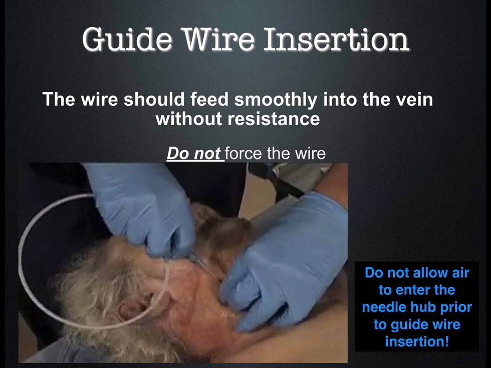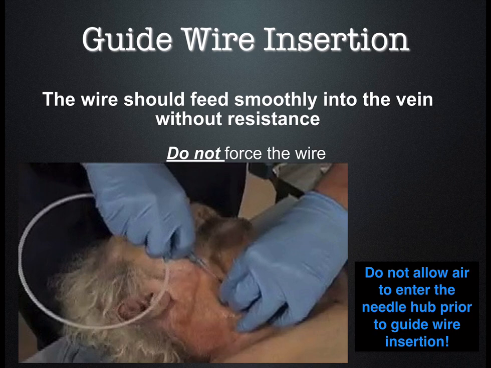You do not need to go more than 20 centimeters. If you're starting to feel resistance at 10 centimeters when the wire is exiting the needle, it's probably because your needle has gone through the back wall of the vein and the wire is trying to dissect subcutaneous tissue. It should not feel like you need to force the wire. Recheck where your needle tip is, pull it back into the vein, and then feed your wire.